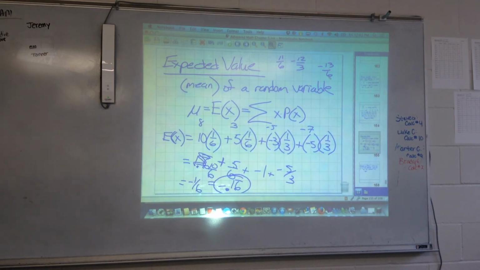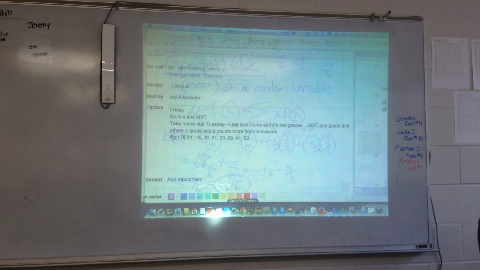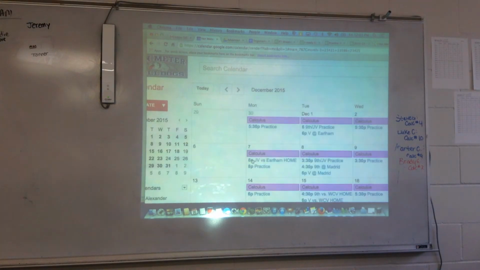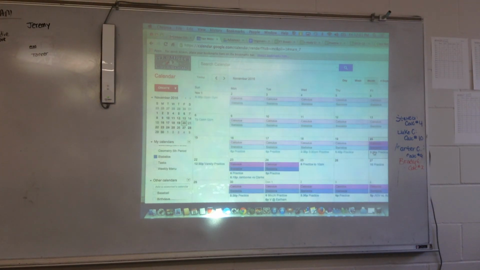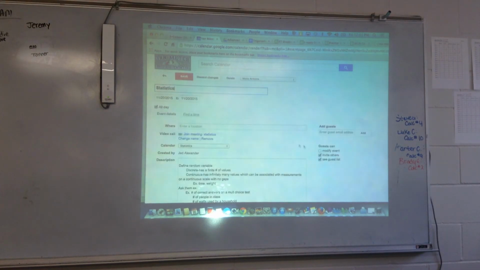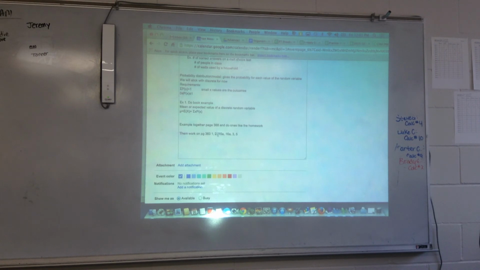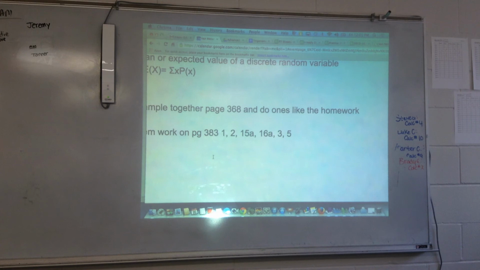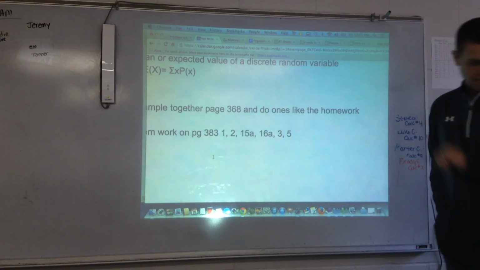So that's expected value. You probably took notes on standard deviation, things like that. I'm not quite there. I want you to get this expected value down first. So assignment for that. Page 383, 1, 2, 15A, 16A, 3, and 5.